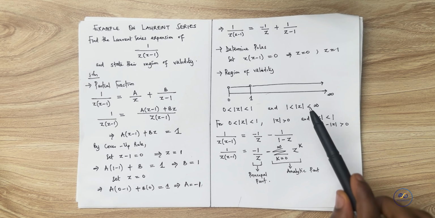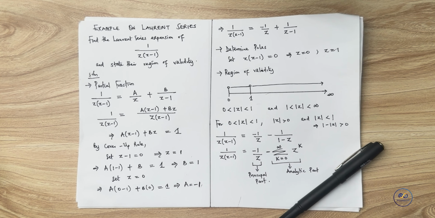We'll then move on to calculate for the second region that we have here. But before you move on and see our solution for the second region, take a pause and try to solve for the region 1 less than absolute value of z less than infinity. And let's see what exactly you would have, and then compare it to our results in the next bit. Let's get to it.